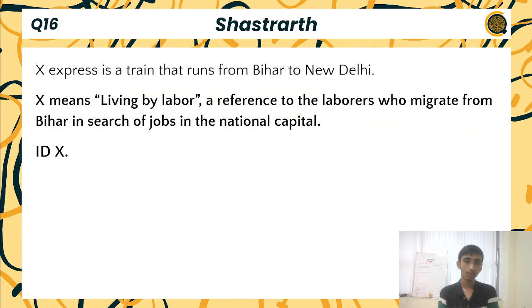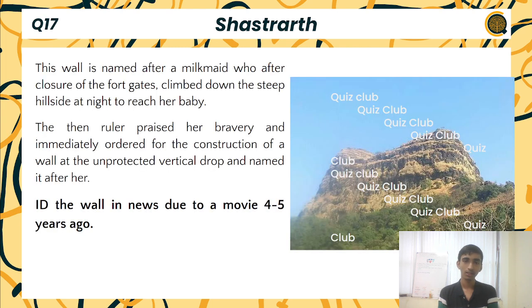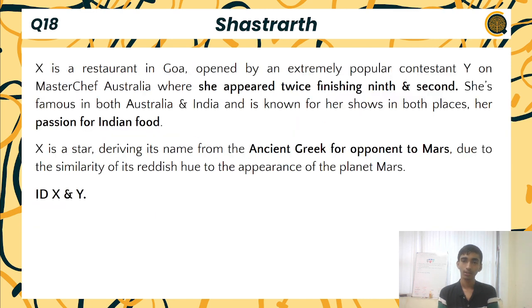Moving on. Question number 16. Train that runs from Bihar to New Delhi. Question number 17. A wall that was named after a milkmaid who climbed down the steep hillside. Question number 18. Restaurant in Goa.